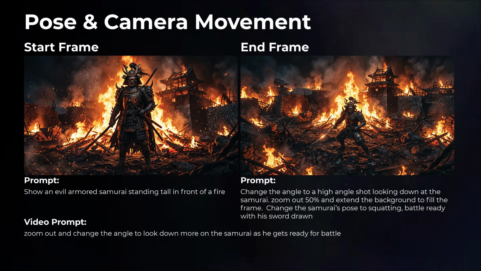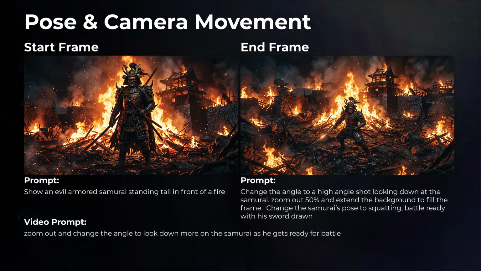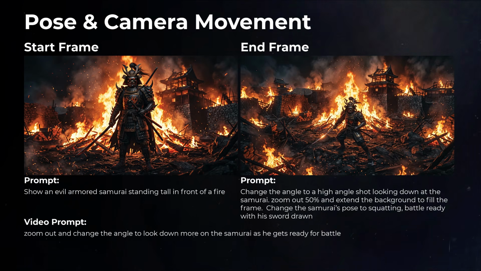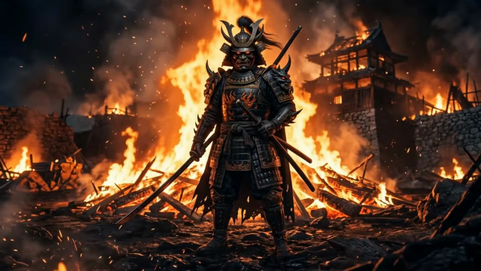zoom out 50% and extend the background to fill the frame. So again, asking to zoom out, but also describing what I should see, reinforcing that movement. I changed the samurai's pose to squatting, battle ready with his sword drawn. And of course, the video prompt reflects something similar. Simply just zoom out, change the angle to look down the samurai as he gets ready for battle. Because we have that start and end frame, a lot of the information is already there. We just need to give it a rough description. And again, this is the result we get.